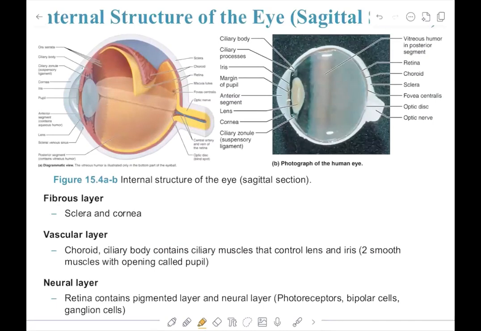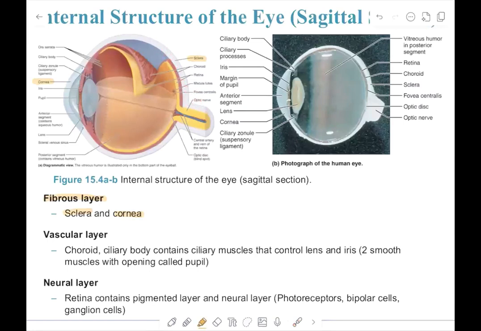When we look at the internal structure of the eye, it's best if we view a sagittal section, and the three different layers are called tunics. The outermost one is called the fibrous layer, and it's made up of the sclera and the cornea. The sclera is this outermost layer of the eye, and it's continuous with the cornea. So the part that we can see here is the cornea, and it continues to become the rest of the outer tunic, which actually is continuous with the dura mater of the brain back here.